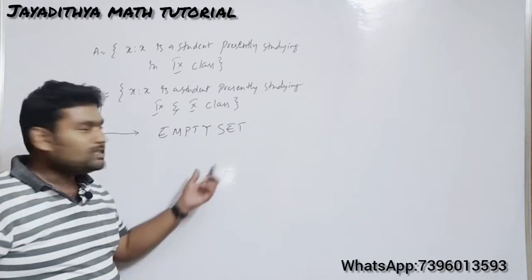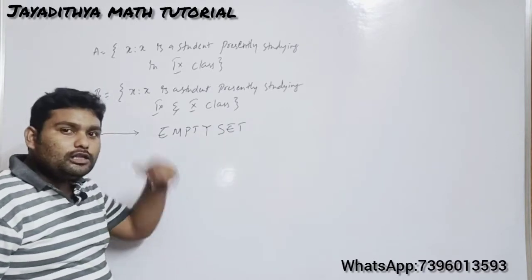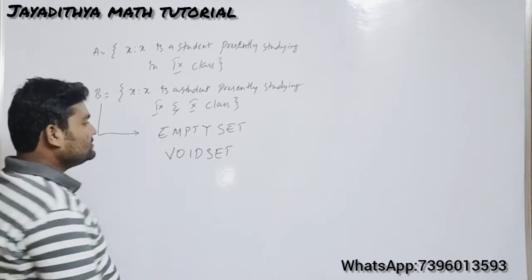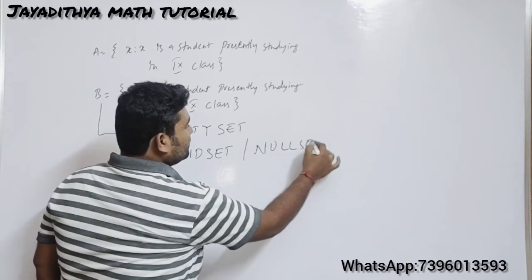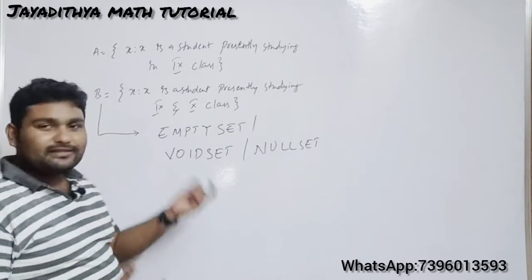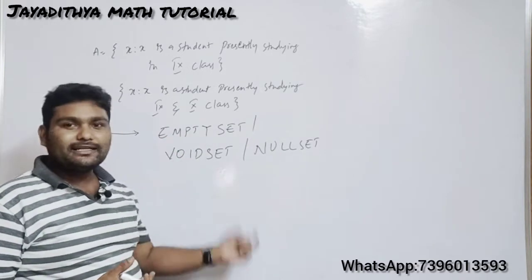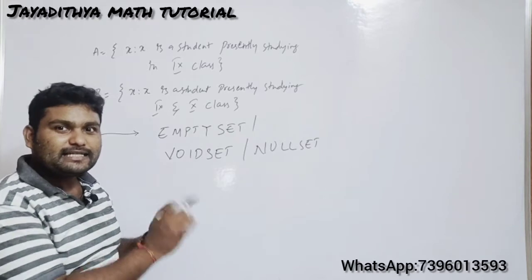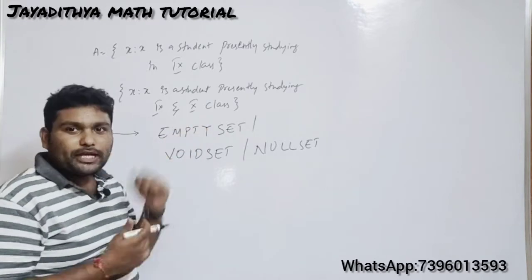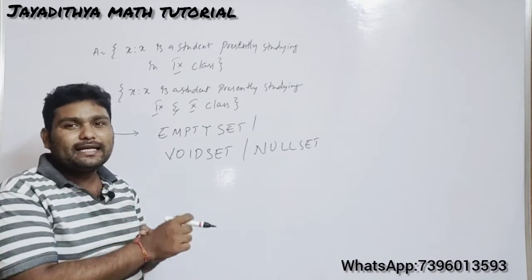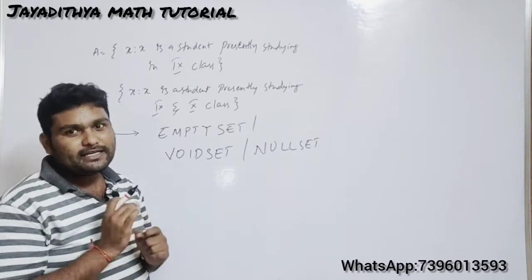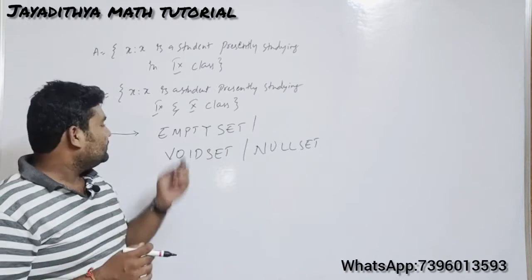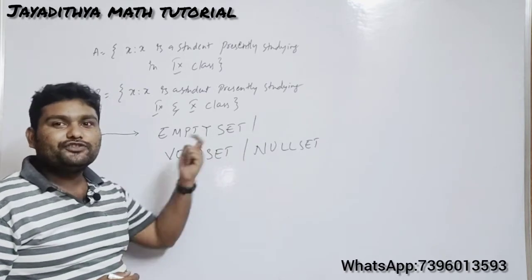This concept is very important. The empty set is also known as the void set, and it is also known as the null set. Whenever you see the names empty set, void set or null set, you should understand that the set contains no elements. So the set which does not contain any element is known as the empty set, or the void set, or the null set.